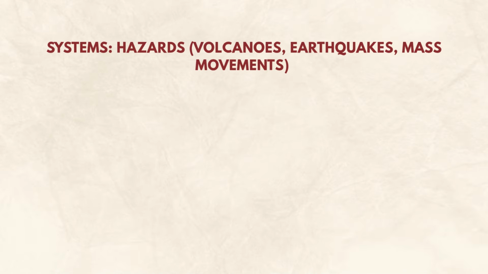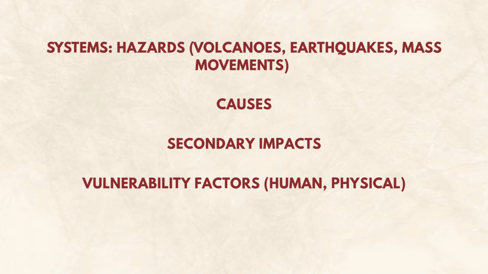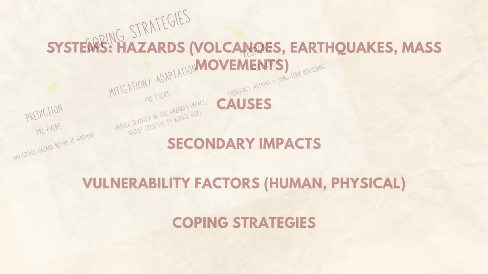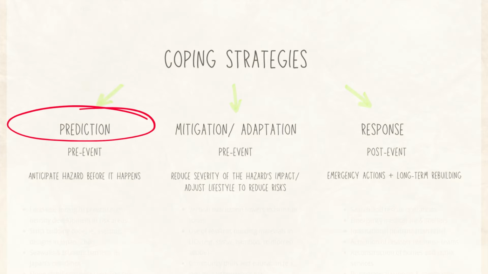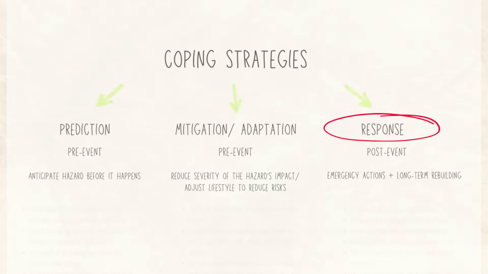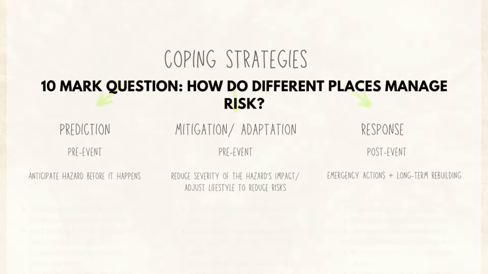Now that we've covered hazards, their causes, secondary impacts, and the factors that shape how severely they're experienced, we move on to the 3 core coping strategies: prediction, mitigation, and response. This is another high-frequency, exam-tested topic, especially in 10-mark questions where you're asked to evaluate how different places manage risk.